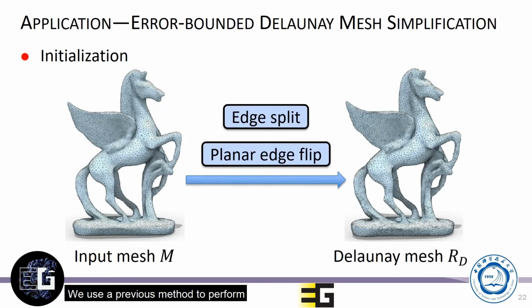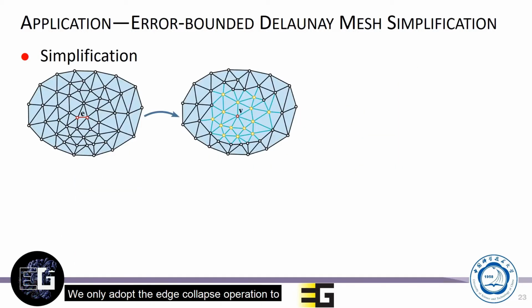We use the previous method to perform topological operations, including edge split and planar edge flip, to get an initial Delaunay mesh. Since the used operations do not change the shape of the input mesh, the two-sided Hausdorff distance is 0, satisfying the error-bounded constraint. Then we perform the following simplification process to reduce the number of vertices. We only adopt the edge collapse operation to reduce the number of vertices.